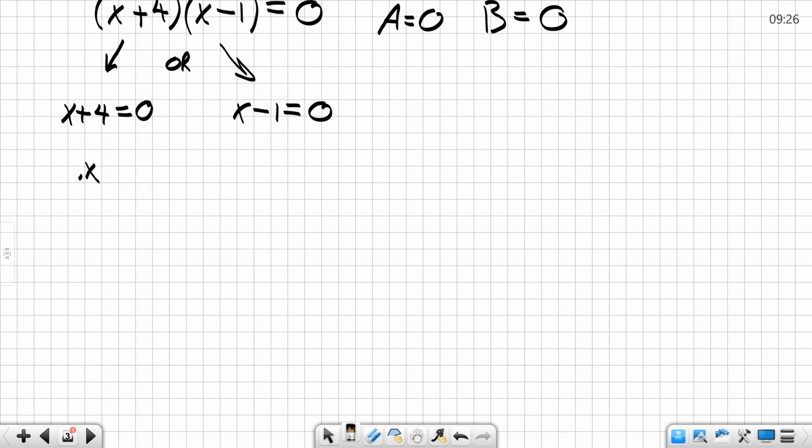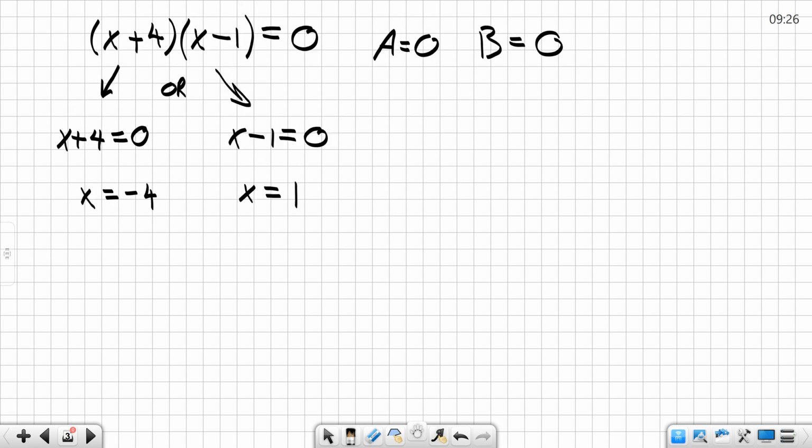I subtract 4 on the left equation, and on the right equation I'm adding 1. And that means now I have found two solutions. And my solution set, the numbers that are working, would consist of two numbers, the numbers -4 and +1.